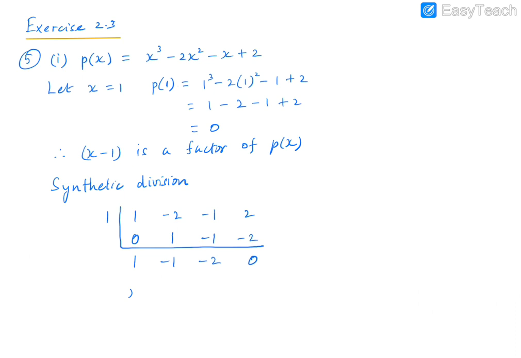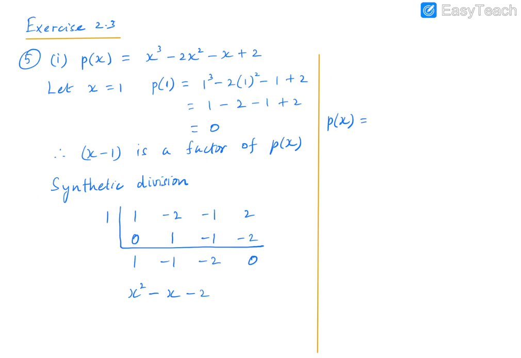So basically this is going to be 1x squared minus 1x minus 2. So it's x squared minus x minus 2. So we can now write our given polynomial as p of x. We have one factor is x minus 1 and the other factor is x squared minus x minus 2.